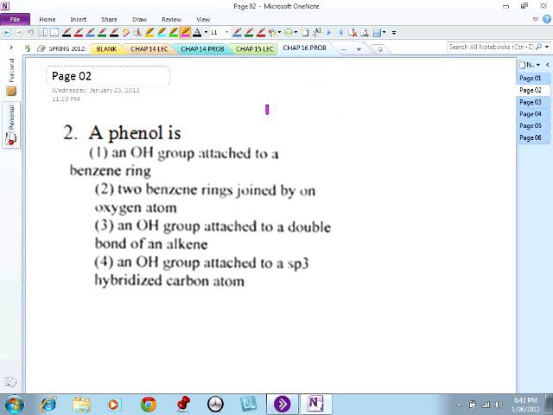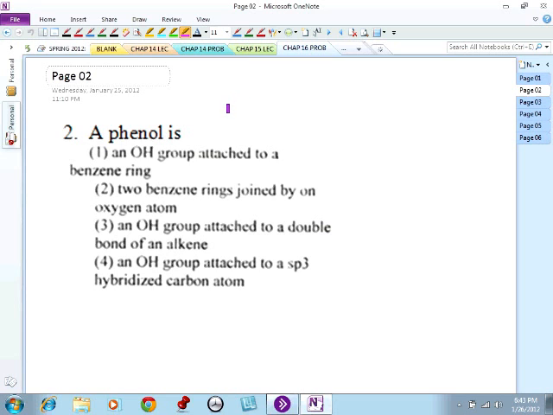Okay, but number 2, Dylan, go ahead and read number 2 for us. A phenol is... Yeah, a couple of them. An OH group attached to a benzene ring, 2 benzene rings joined by an oxygen atom, an OH group attached to a double bond of an alkene, or an OH group attached to an sp3 hybridized carbon atom. Okay, very good. So what is the answer?